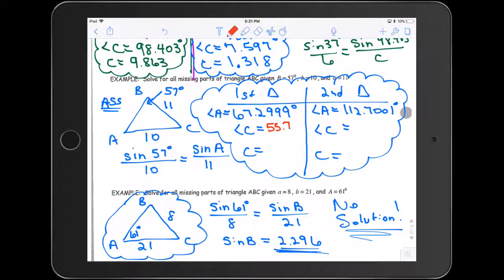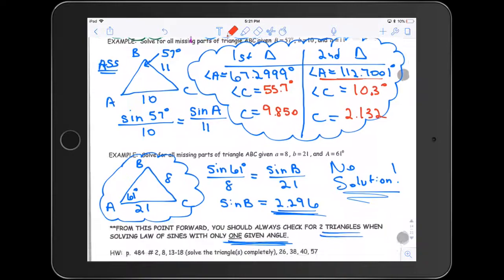This would be 55.7 degrees, 9.850. This other triangle, using the information of this angle right here, you would find that this is 10.3 degrees and 2.132 as far as length goes.